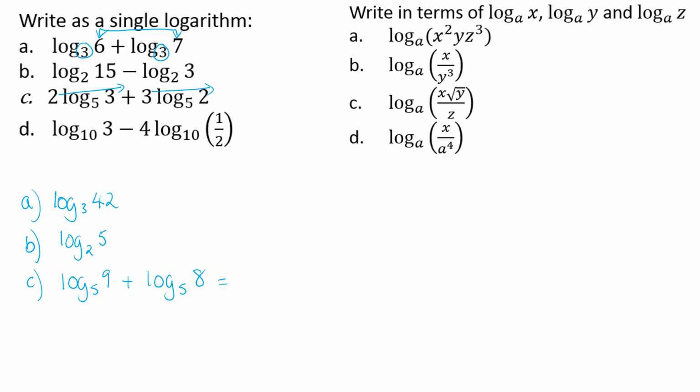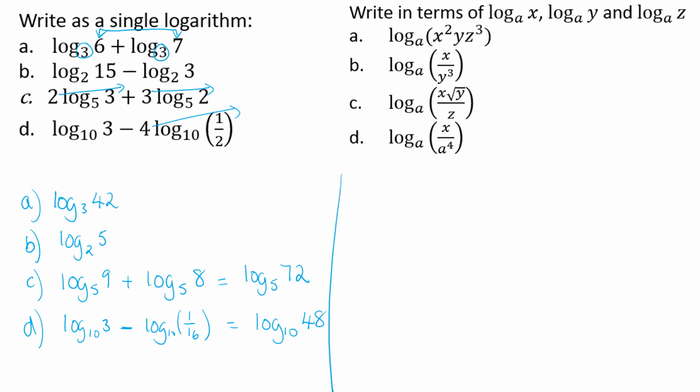And then you can use rule 1 and times them together. It's log to base 5 of 72. Then D, again, you've got to move that up first. Log to base 10 of 3, take away log to base 10 of a half all to the 4, which is going to be 1/16. And then because it's take away, you're going to divide. 3 divided by 1/16 is the same as 3 times 16. So that's going to be log to base 10 of 48.